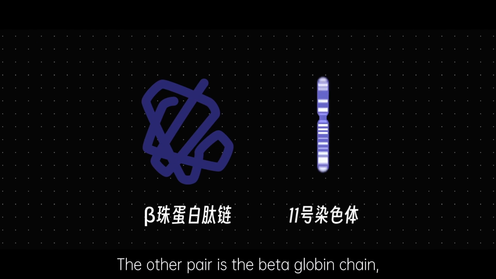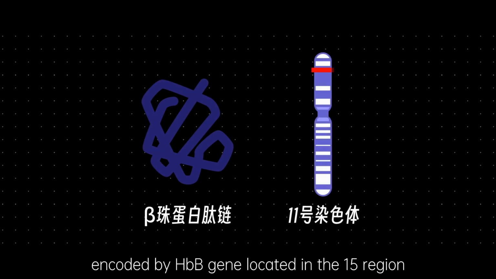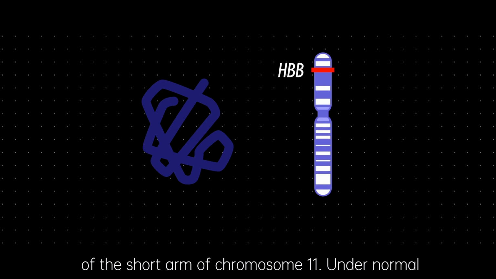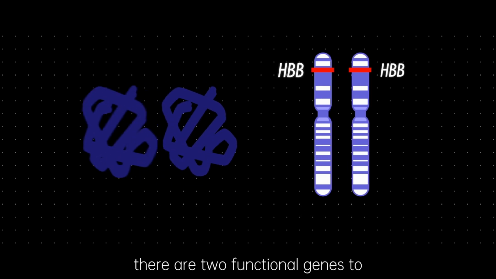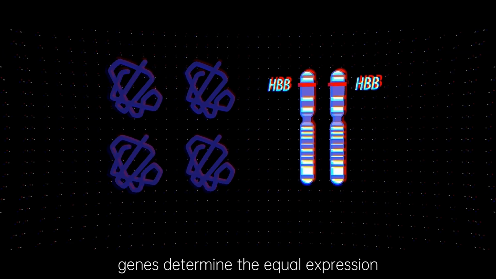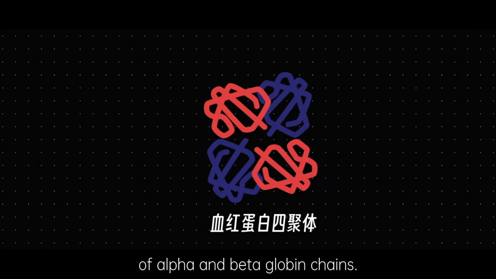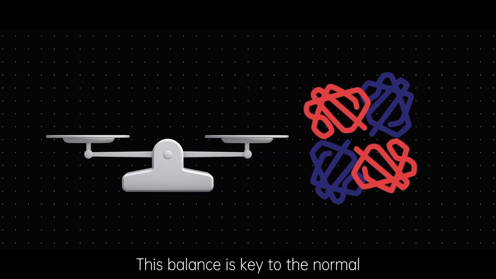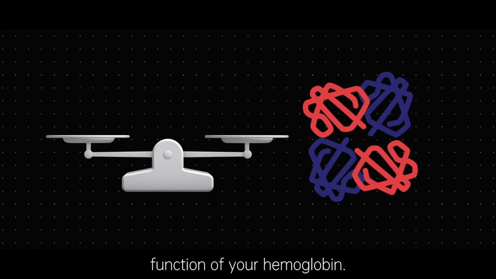The other pair is the beta globin chain, encoded by HbB gene, located in the 15.4 region of the short arm of chromosome 11. Under normal conditions, there are 2 functional genes to produce enough beta globin chains. Your genes determine the equal expression of alpha and beta globin chains. This balance is key to the normal function of your hemoglobin.